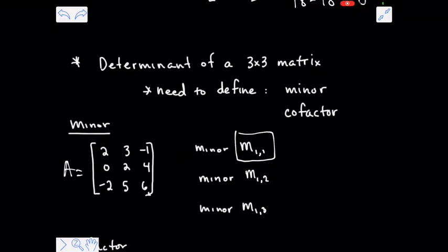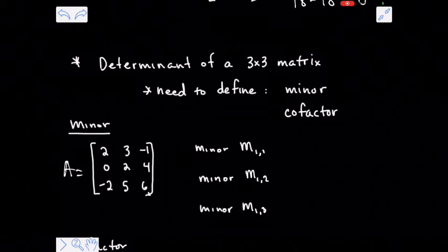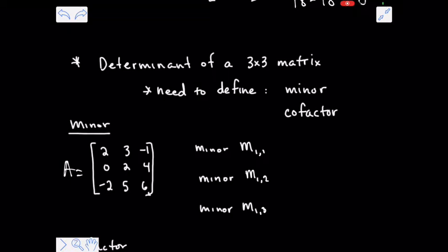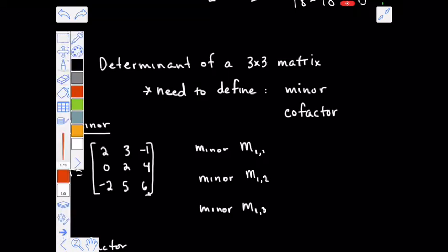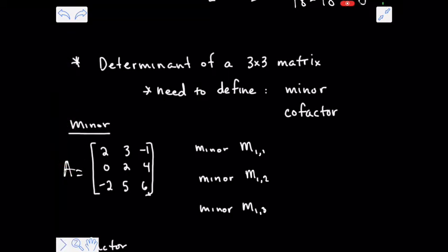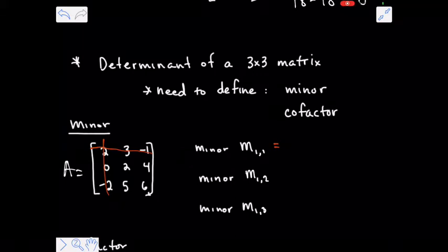So here's what you do to find the minor. If it's minor M sub 1, comma 1, then you cross out that row and column. So in this case, it's row 1, column 1. I'm going to cross out row 1, and I'm going to cross out column 1, leaving a smaller matrix down there in the bottom right corner, that's called the minor. It's a minor matrix.